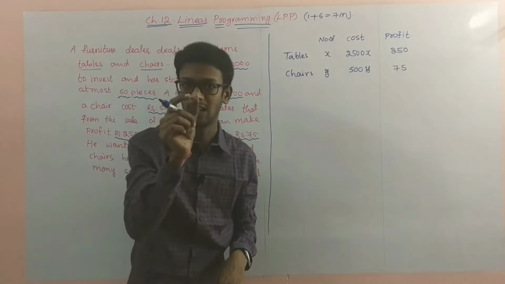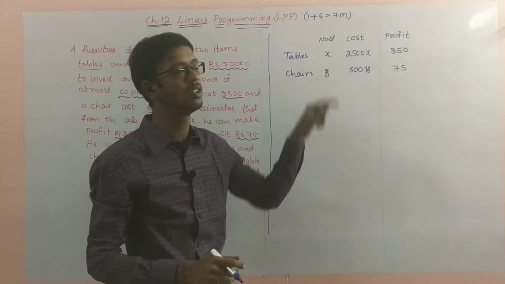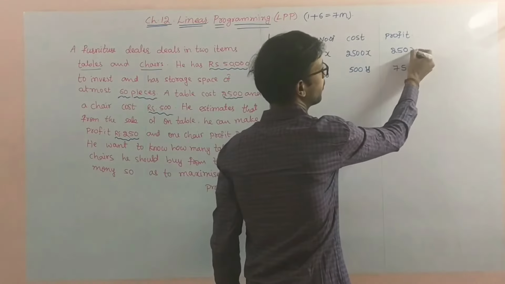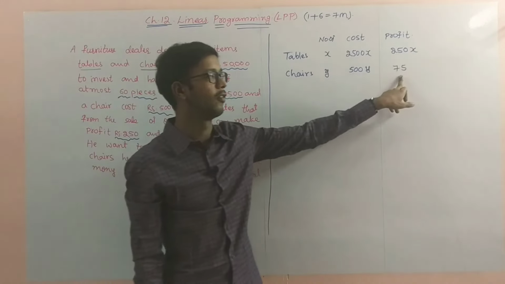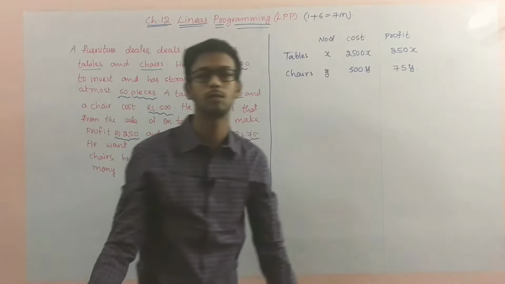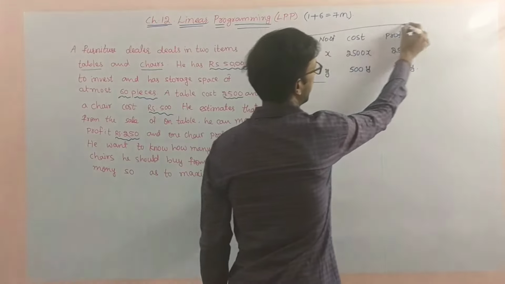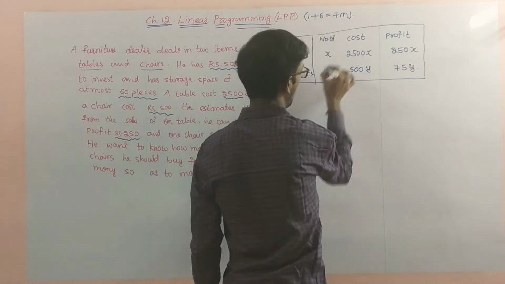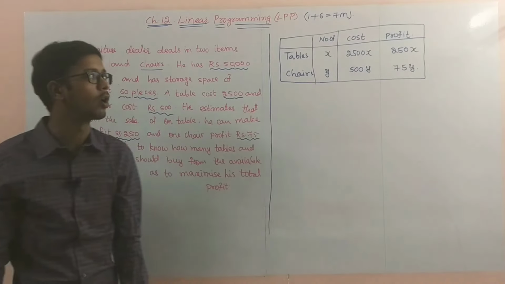Next, one table's profit is 250 rupees. The profit of X tables is 250 into X, and the profit of Y chairs is 75 into Y. Now we are making this table. We are planning to solve the problem. So this is what is called programming.